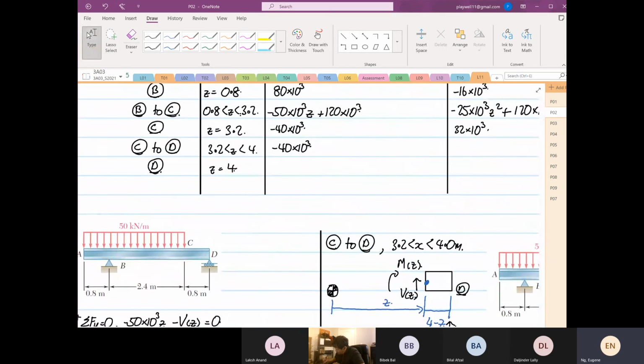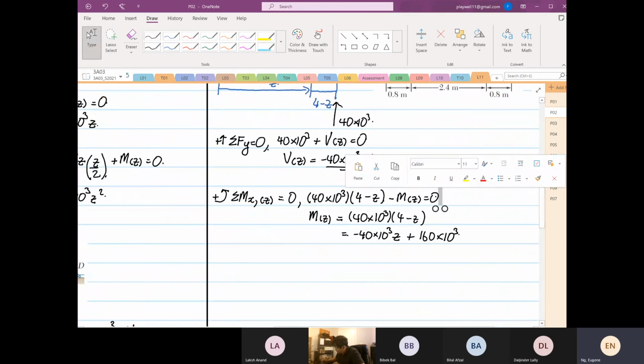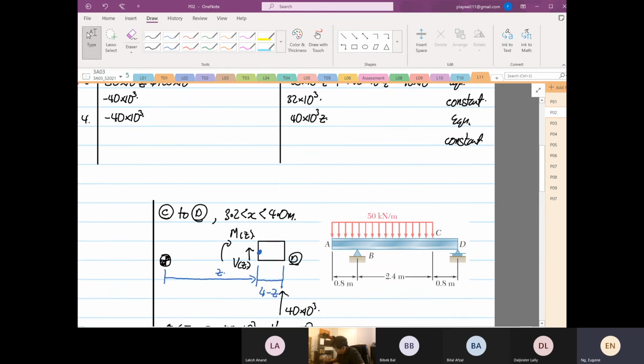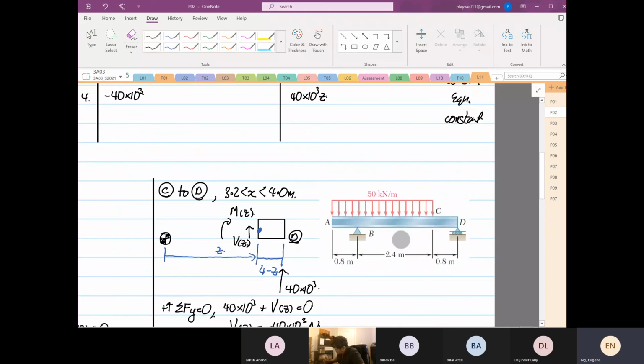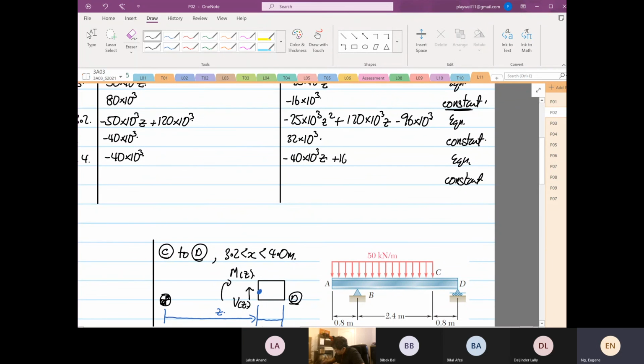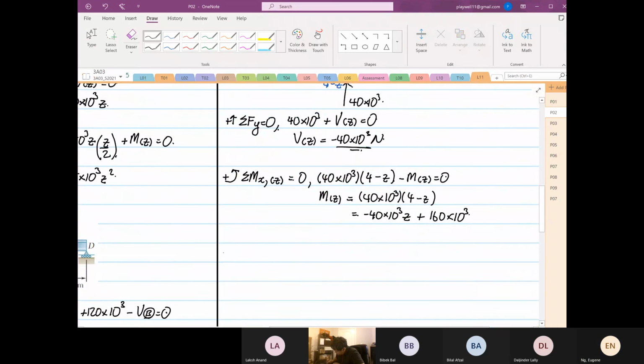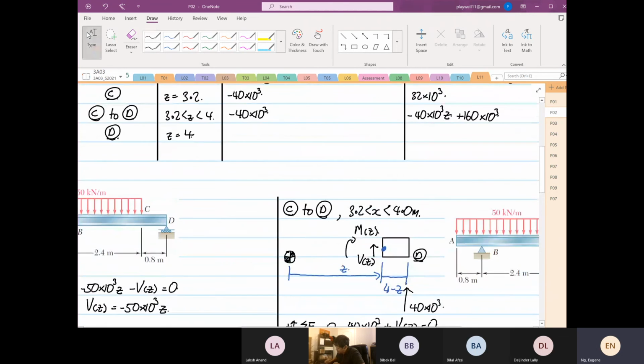So our moment is minus 40 times 10 to the power 3 z plus 160 times 10 to the power 3. And then the last one at point D, where z is equal to 0, you know that the shear force at z is equal to 0, and the moment about z, there's no perpendicular distance, is equal to 0. So these are equal to 0.